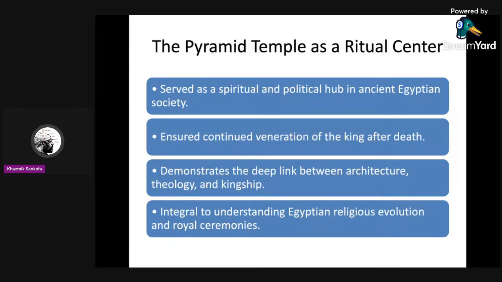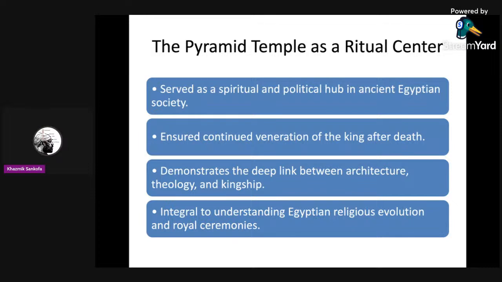We know that the pyramid temple of Unas served as a spiritual and political hub in Kemetic society. The other thing that it did was ensure the continuation and the veneration of the king after death. It demonstrates the deep connection between architecture, theology, and kingship. Essentially, what it is saying is that the funerary rituals and beliefs of the Kemites were intimately connected with the development and construction of the temple.